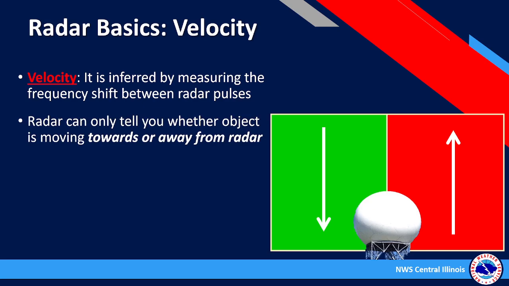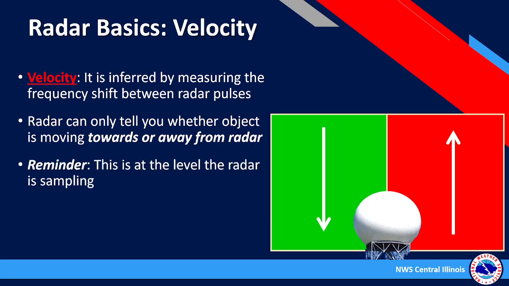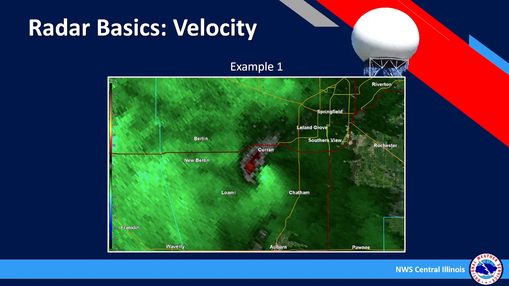Remember that the radar beam height increases as you get further away from the radar, so what you may see may be a considerable height above ground level. This is an example of a velocity image. In this image, the radar is located off the northeast corner of the image. Areas in green represent motion toward the radar, and areas in red show motion away from the radar.